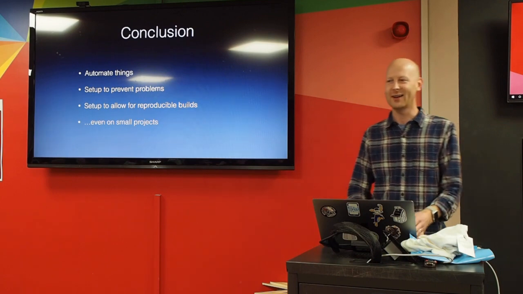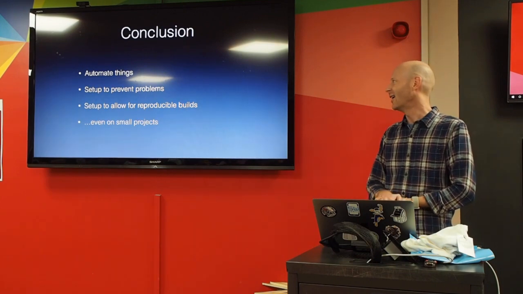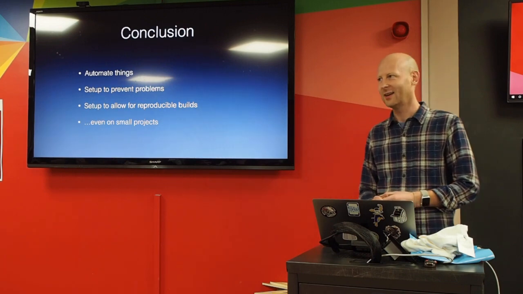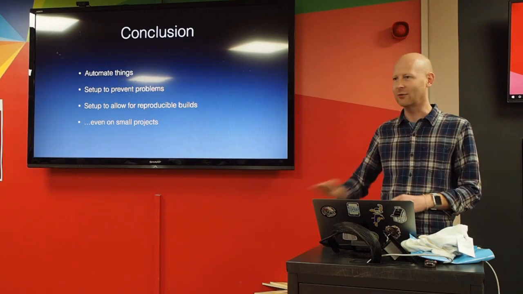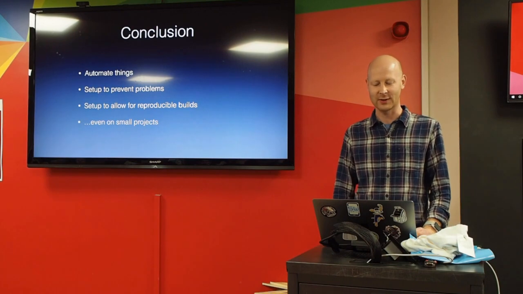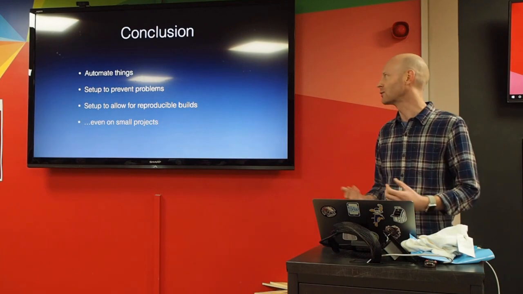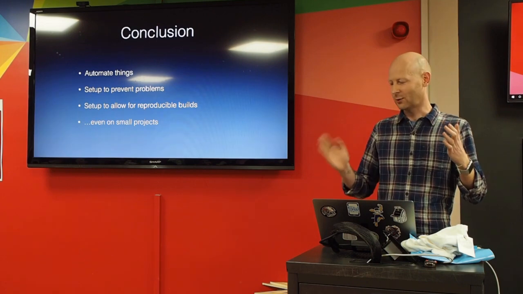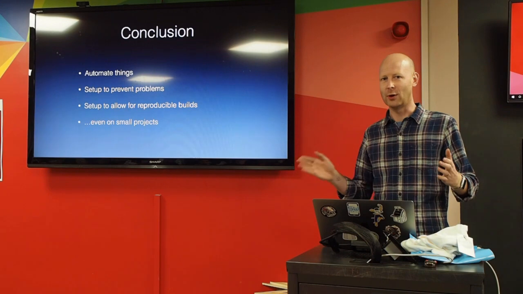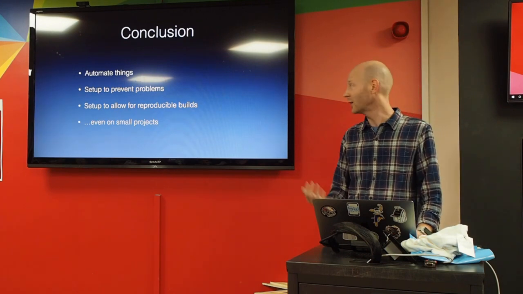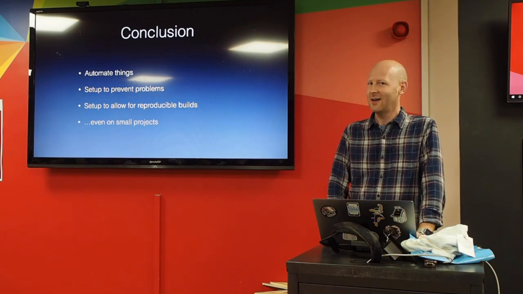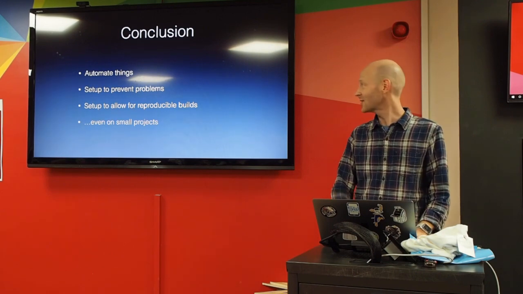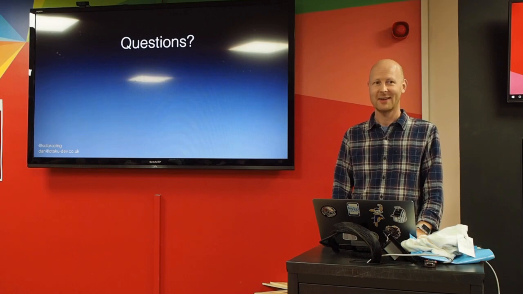So in conclusion, automate all the things you can. Set yourself up to prevent problems. There's certain things that will trip you up if you've got them from the start. Just get rid of them early on. Just change over to whatever it is. Make your builds reproducible. If you can build something for production, make sure you can build that same thing somewhere else and you know it's the same thing. And it's worth doing even on small projects, because at some point you'll be working on that small project and it'll trip you up. And that's it. Any questions?